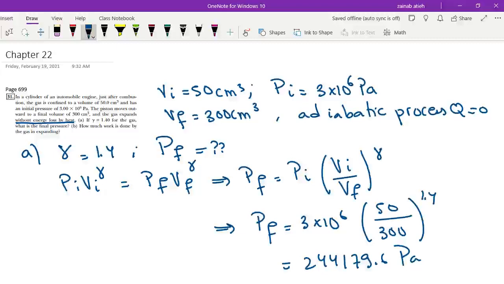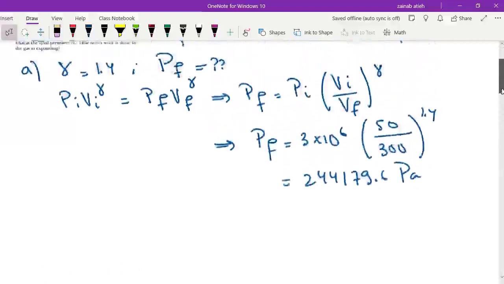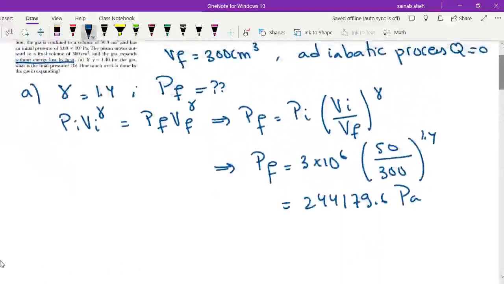Now in part B, he says, how much work is done by the gas in expanding? So we have to find the work done by the gas. Look, in this chapter, he asks for not the work done on the gas, he asks for the work done by the gas, which is W and not W external. So we always ask for W, which is the work done by the gas.